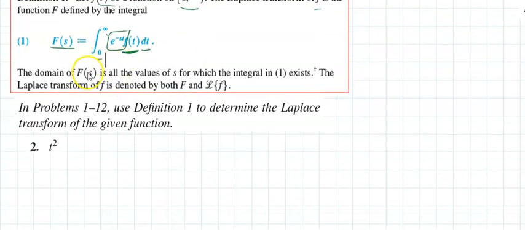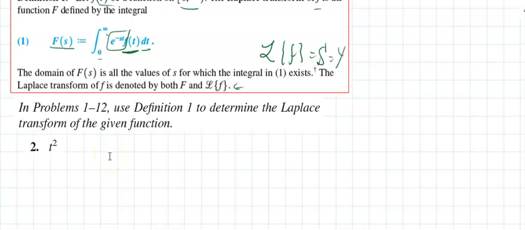The domain of F of s is all the values of s for which the integral exists. The Laplace transform of f is denoted by this notation, and that's how we're going to write it, or simply F of s. Sometimes we write Y, it's the same thing.